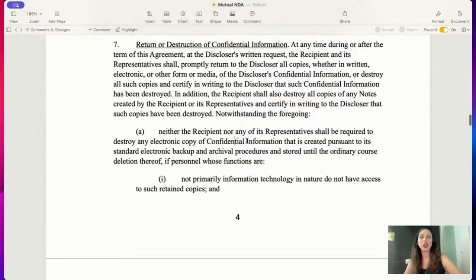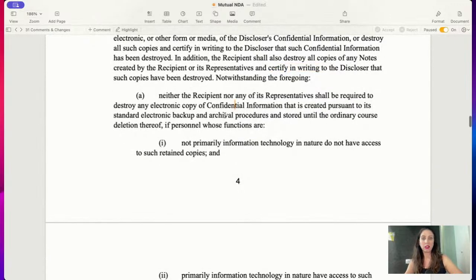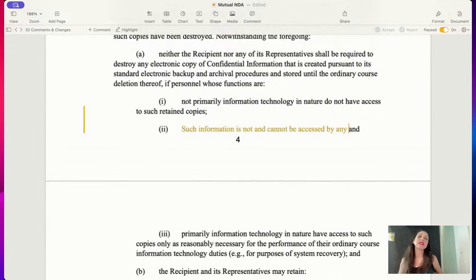Okay, notwithstanding the foregoing, neither shall be required to destroy any electronic copy that is created pursuant to its standard. What I'm trying to think through right here is, so this is giving them a carve out. Look, we have to return or destroy everything to you and certify that. However, we do have the right to retain copies. This is really, really common because we have archival backup systems, right? Let's say your systems automatically back up every Sunday night at midnight and they go to some server, some cloud somewhere, right? You're not accessing those. But that's part of your everyday system to have backups because backing things up is important.